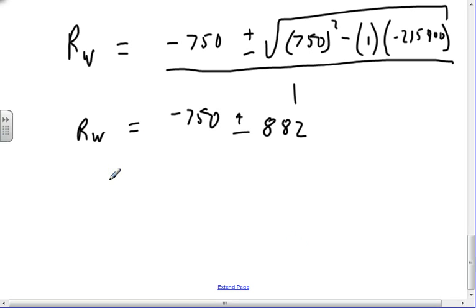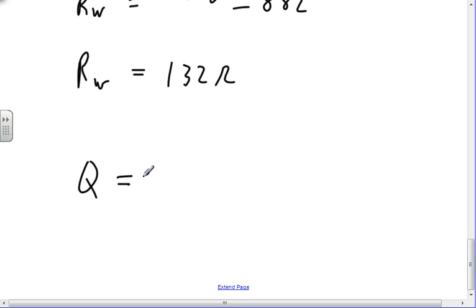Could the wire, yes, I could have negative resistance. Can wire have a negative resistance? No, wire cannot have a negative resistance. So the resistance of the wiring has to be the positive guy. So that's going to be 132 ohms.